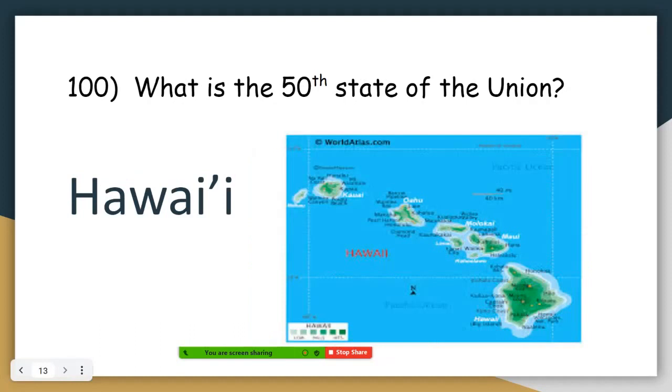And the final question, what is the 50th state in the Union? And remember me mentioning moments ago that they go in alphabetical order between Alaska and Hawaii? Well, here's the second one, Hawaii. Located this far out in the Pacific Ocean, it is our furthest state from the middle of the country. Tropical paradise, volcanoes, can sometimes ski there. Cool place to surf, 50th state of the Union.